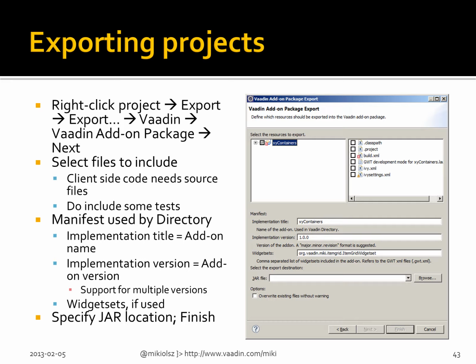Then of course you have to provide some manifest information. This is used automatically by the directory. If you upload a jar with your add-on to the directory, then it just reads the manifest and updates all the fields according to it. So there is an add-on name, version, and the directory supports multiple versions, so you can have a stable version 1 and, for example, a beta version of 2, and they can all be made available or unavailable separately in the directory interface. What you should also specify is, of course, widget sets if you use them, and then you provide the location of the jar file you want to export to, and then click finish.